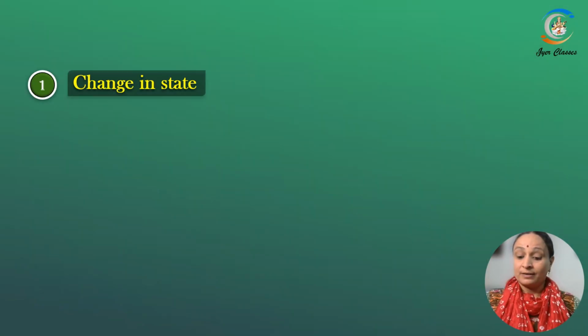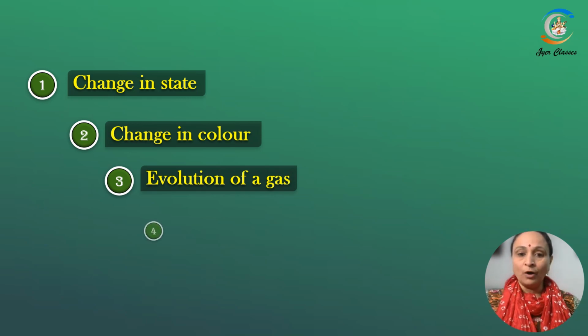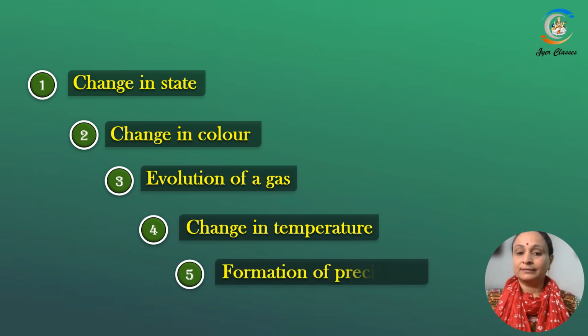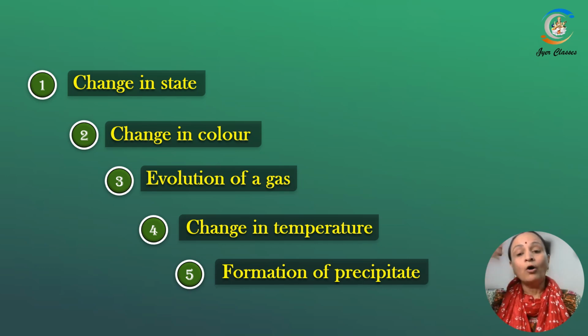So whenever a chemical reaction takes place, some changes occur. What are the changes which occur when a chemical reaction takes place? There is a change in the state. There is a change in the color. There is evolution of gas. There is a change in the temperature and there is a formation of precipitate. Whenever a chemical reaction takes place, one or two changes may occur or all the changes may also occur. The change has to be there.